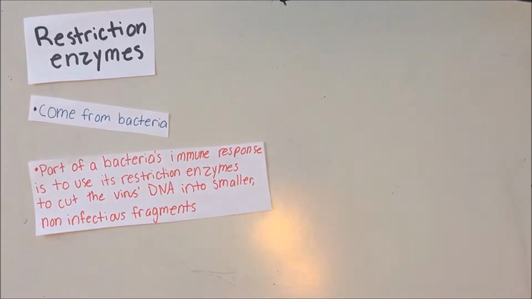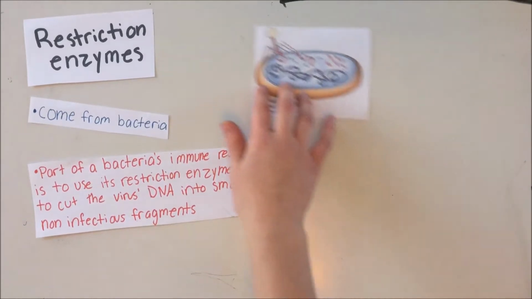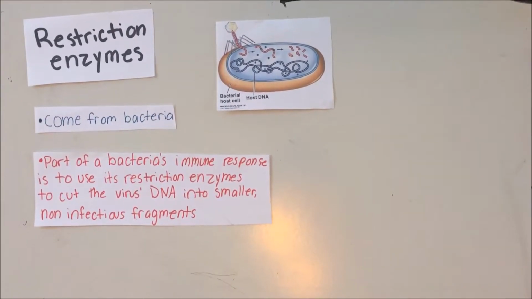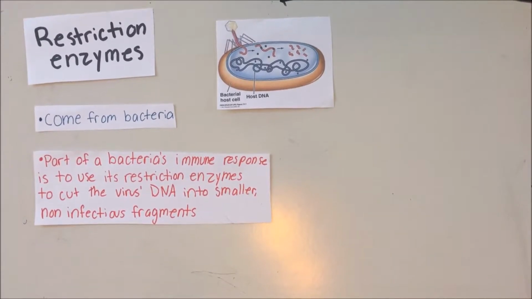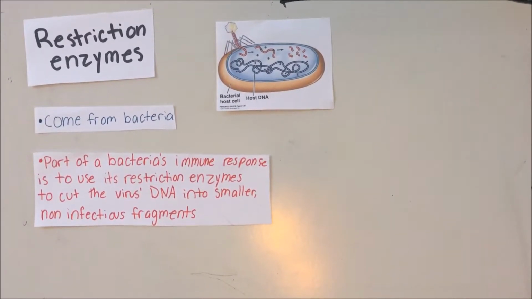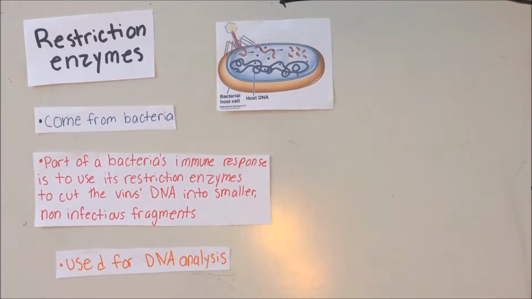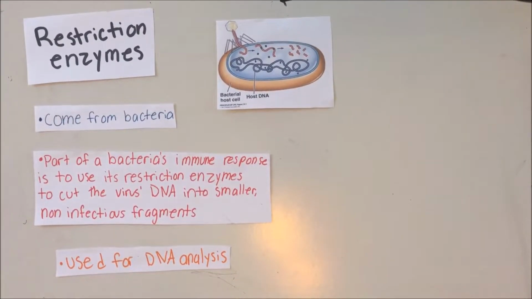Now onto the restriction enzymes. Restriction enzymes come from bacteria, and they are bacteria's immune system, where the bacteria uses the restriction enzymes to cut up a virus's DNA into smaller, non-infectious fragments. Scientists have learned how to extract these restriction enzymes and use them for human DNA and DNA analysis.